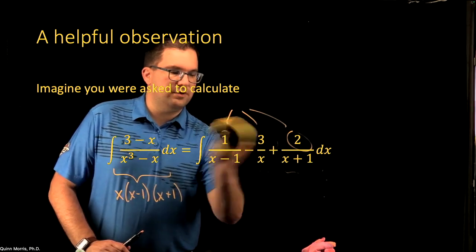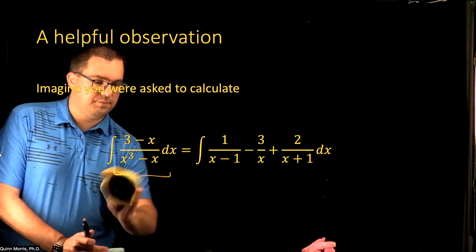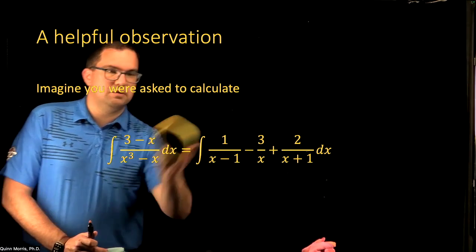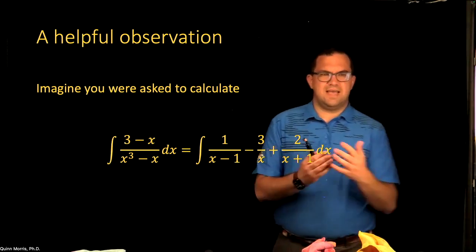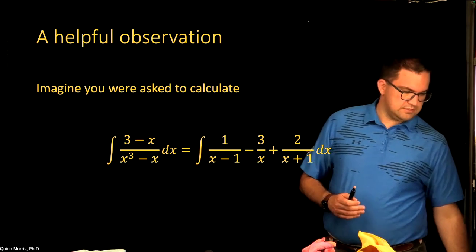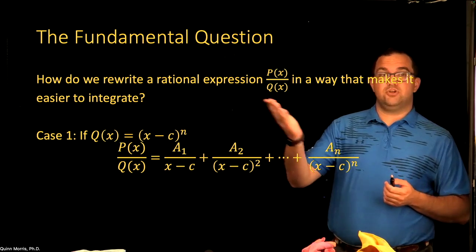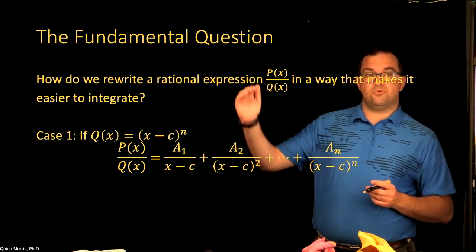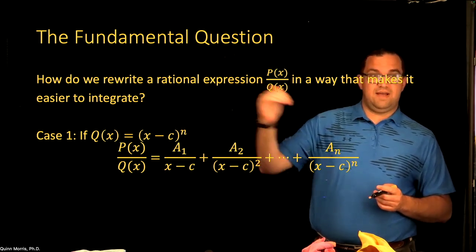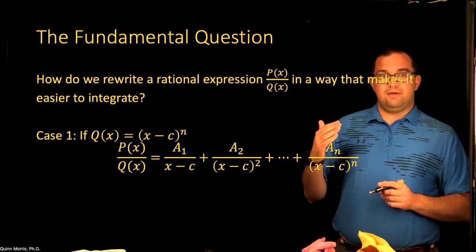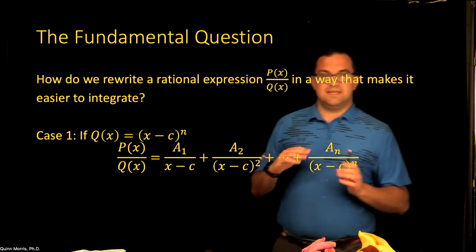Now, all of this is really going to depend on how this denominator factors. So I'm going to break this up into a couple of cases, and we'll start with the simplest cases first, and then we'll see that more complicated cases are actually just combinations of some simpler cases. So our fundamental question here is, if I have an integrand that's some rational expression, and a rational expression, remember, is a ratio of two polynomials. So I'm imagining that this P of x is a polynomial and this Q of x is a polynomial. And so I want to know, how do I rewrite this rational expression in a way that might make it easier to integrate? Okay, so I want to break this into cases.